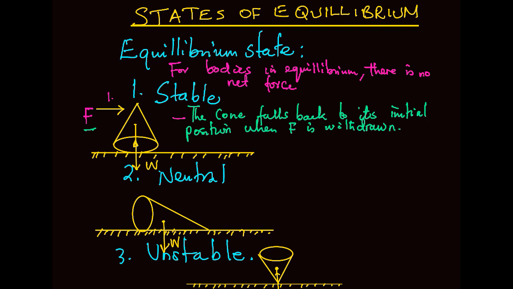It is important to note in this case that we have a broad base and the center of gravity of the cone is very low. So when the slight push is given, the center of gravity gets raised, but it then falls back to make the center of gravity as low as possible.